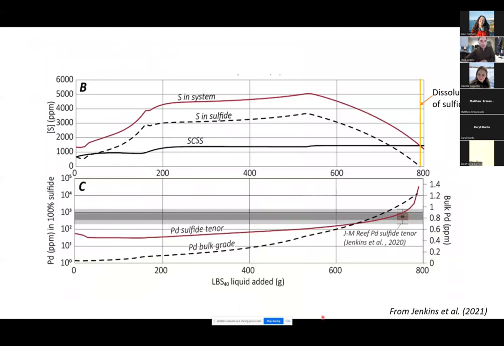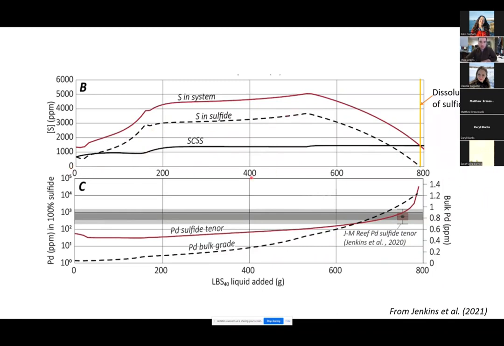If we look at what's going on with sulfur in the system, this curve in black is showing SCSS. You can see that over the duration of the model, SCSS gradually increases very slightly, where there's a change in a phase disappearing from the system. And sulfur in the system goes up for a while, and then it begins to decrease.